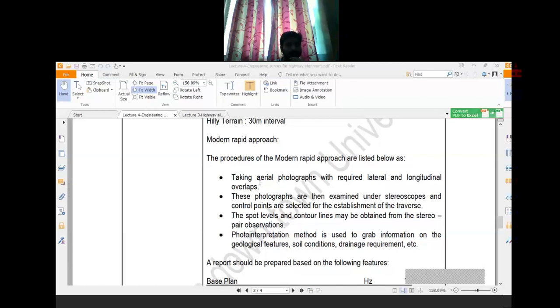Now these photographs are then examined under stereoscopes, and control points are selected for the establishment of the data. Another thing you need to know is that whenever you are taking aerial photographs, you need to know the scale of the photograph. Unless you know the scale, in that case, you cannot.